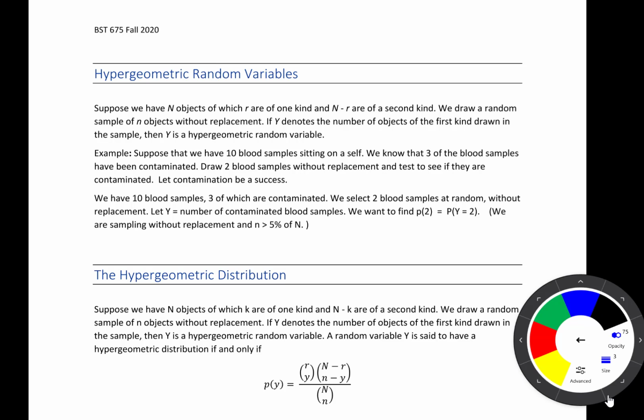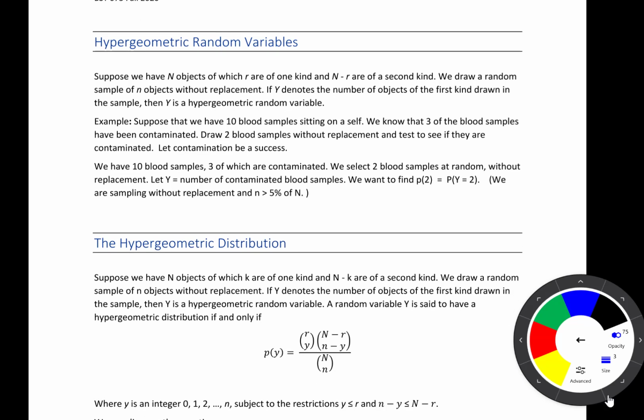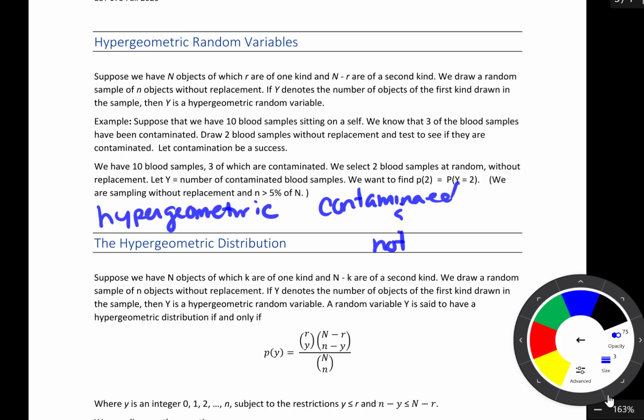So recall we had the example, suppose that we have 10 blood samples sitting on a shelf. We know that 3 of the blood samples have been contaminated. Draw 2 blood samples without replacement and test to see if they are contaminated. And we'll let contamination be a success. Alright, so here is just a restatement of the problem in terms of what that would mean in probability notation. But notice this is a hypergeometric. And one way to think of this is we have 2 different types of vials. We have contaminated and not contaminated.